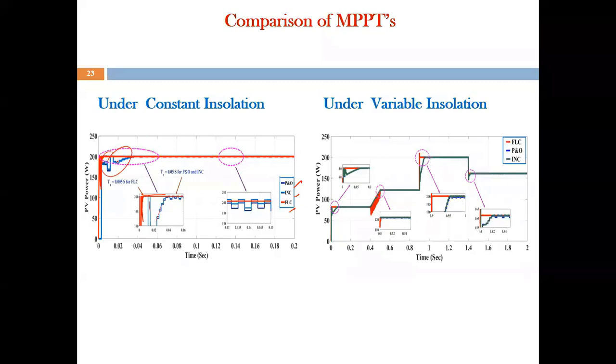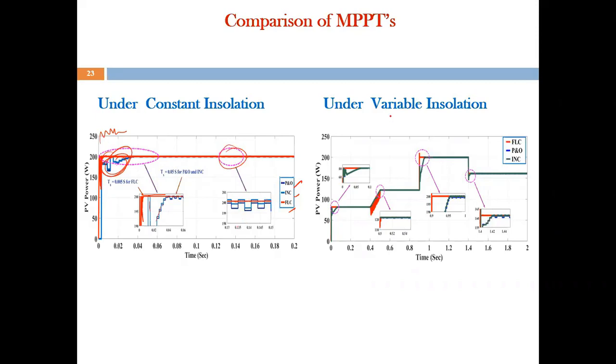And one more thing, in P&O and incremental conductance these notches or dampings are there, whereas in the fuzzy logic controller the overshoots and undershoots are eliminated, and the dampings are eliminated. If you observe after a certain period, the red fuzzy line is constant, whereas incremental conductance and P and O are still fluctuating.